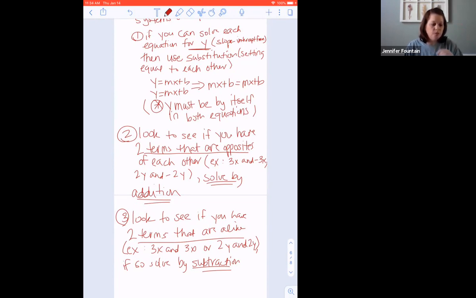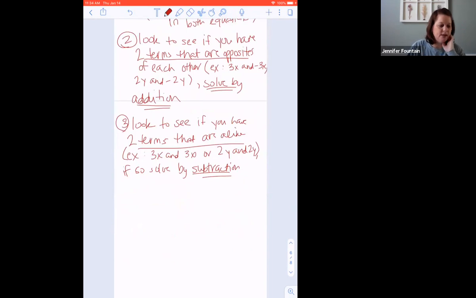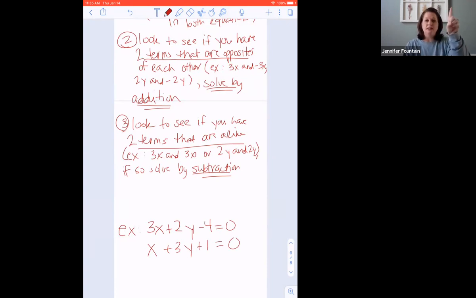But now let's look at this example. What if I have 3x plus 2y minus 4 equals 0, and I have x plus 3y plus 1 equals 0? Okay, I'm going to look at this and say, my first test, can I solve each of these for y? No, I've got 2y in the first one. I've got 3y in the second one. I cannot solve for y.